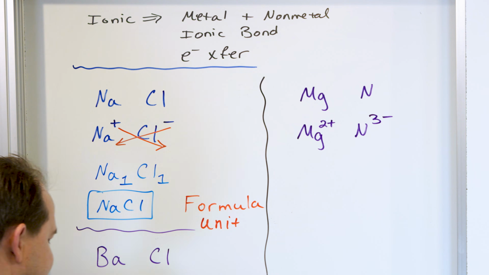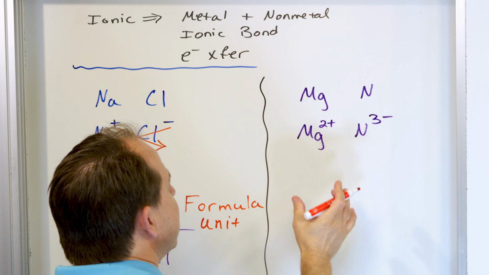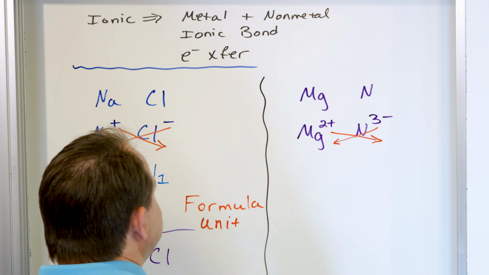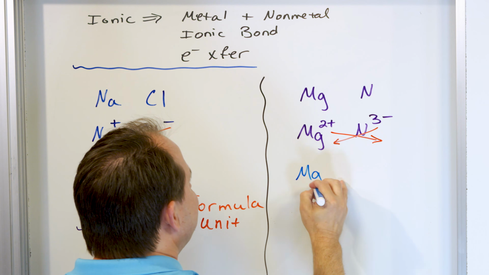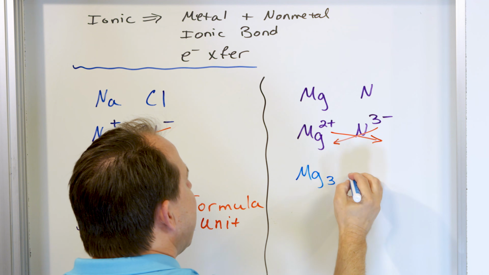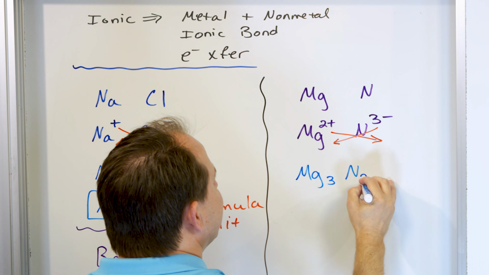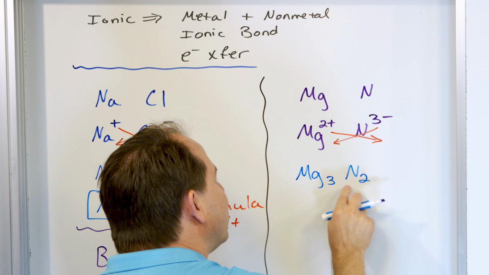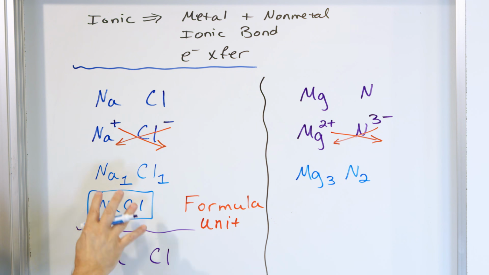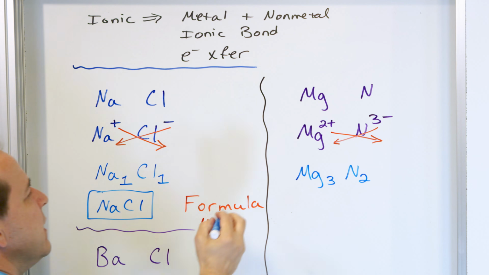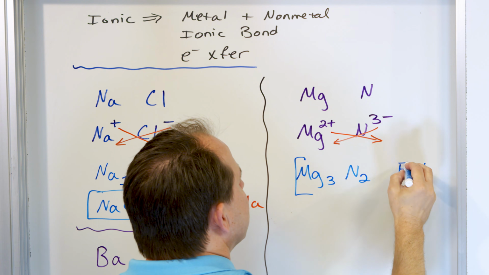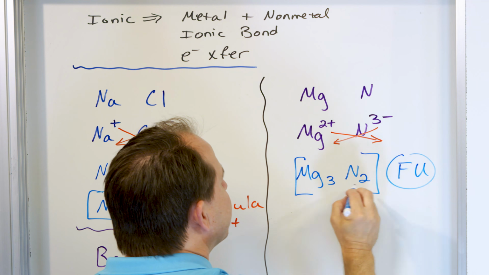Okay? Now the next thing you do, once you write the charges down, you do the crisscross: this goes here and this goes here. And so what you're going to be left with is magnesium will have a subscript of 3, and nitrogen will have a subscript of 2. So Mg3N2, and this is the lowest ratio. I can't reduce this anymore, just like I can't reduce sodium chloride 1:1. So this is what we say the formula unit is. Formula unit, right? Which is the lowest whole number ratio here.